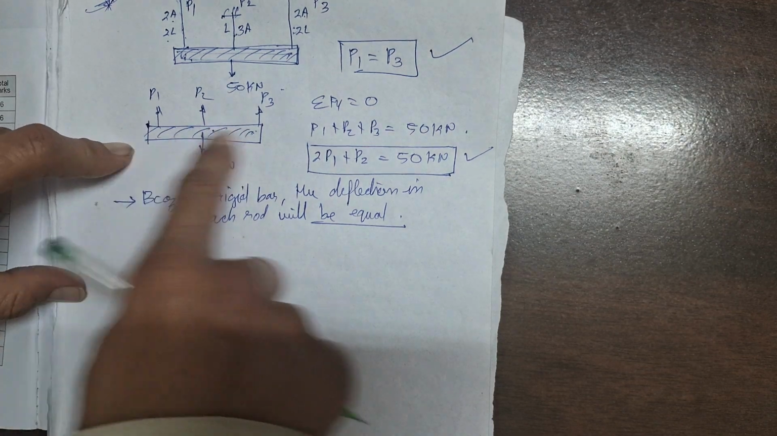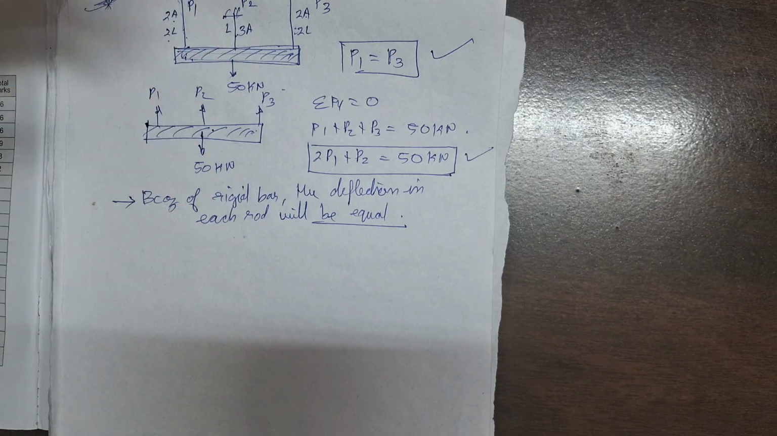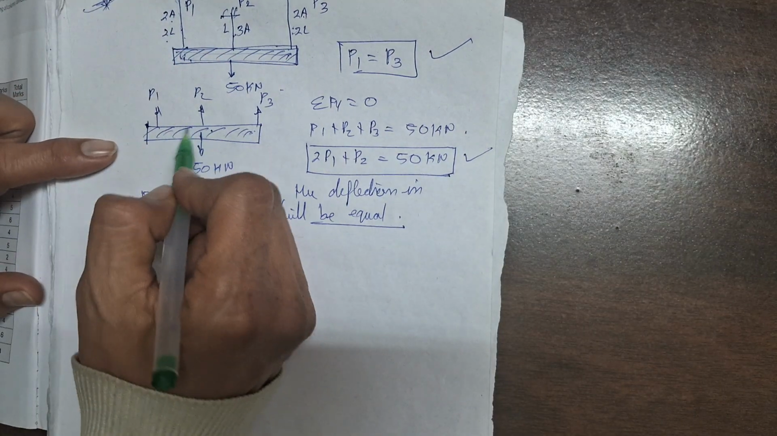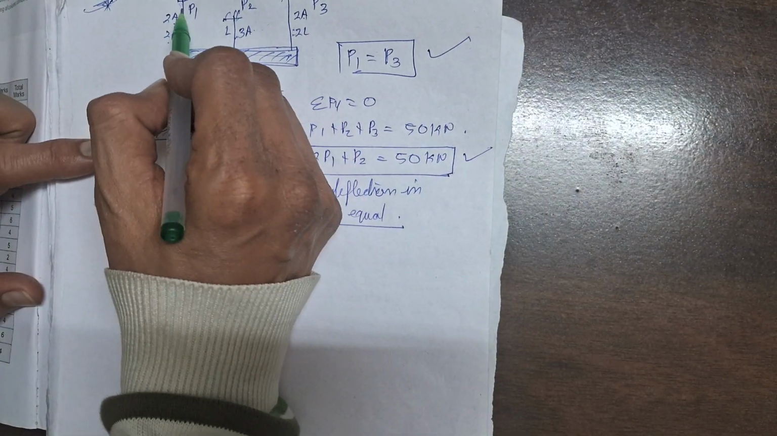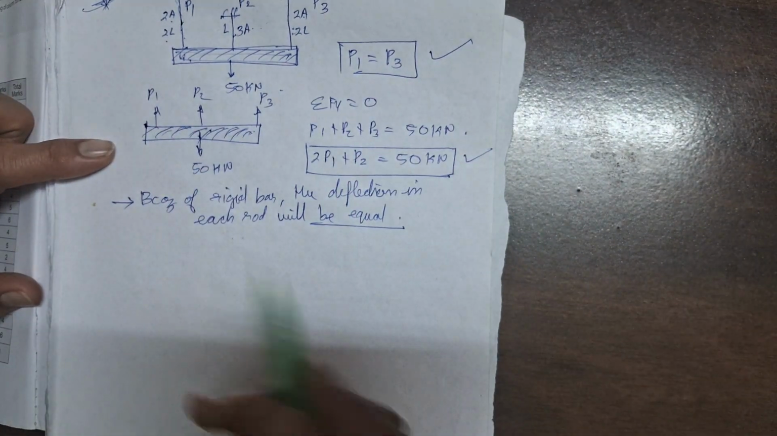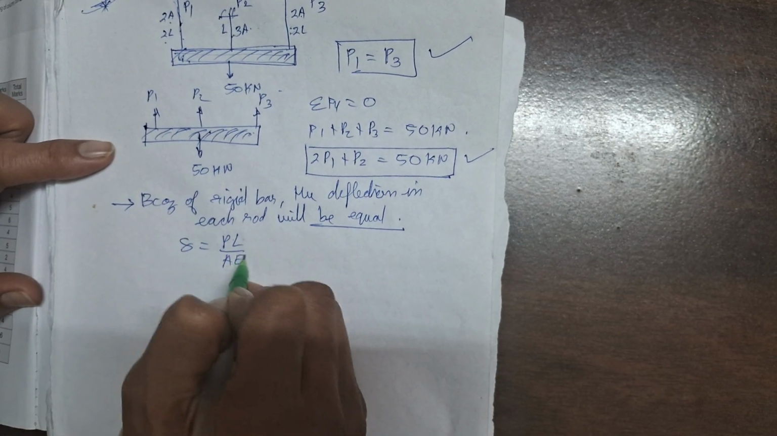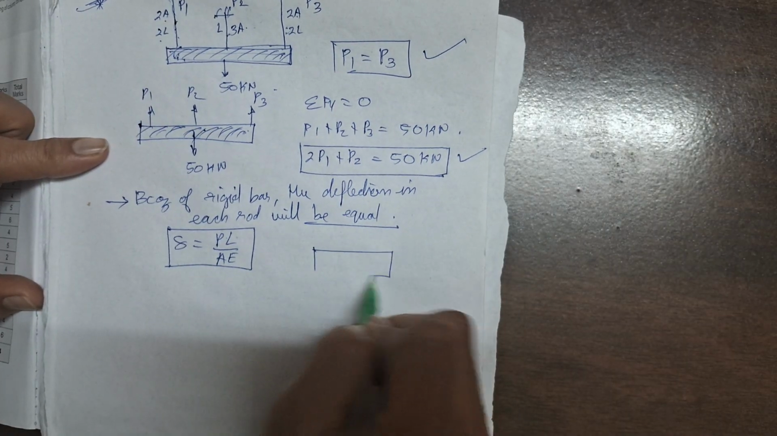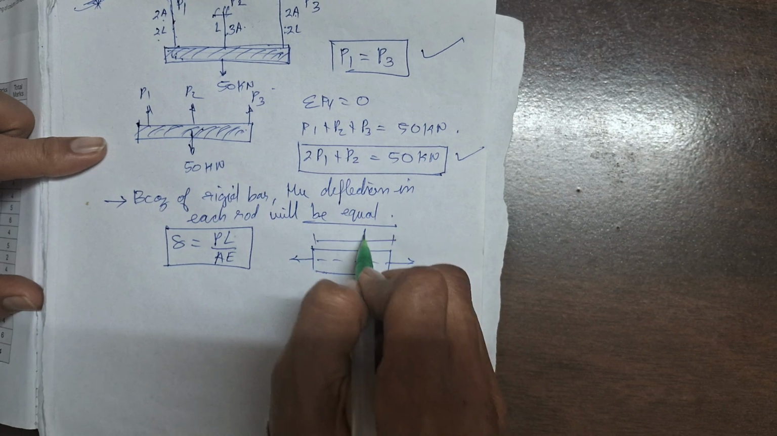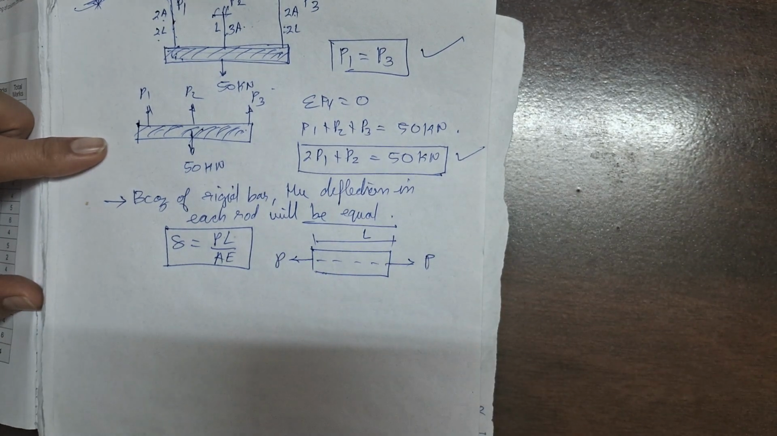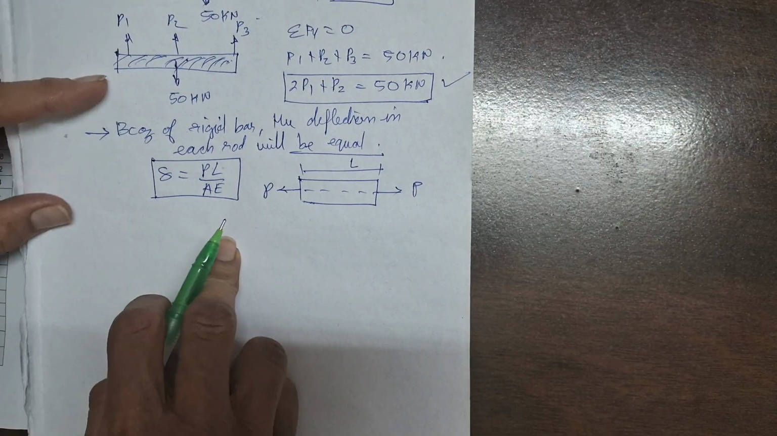I told you earlier that this bar will remain horizontal only. It will go up or down according to the load, but it will not deflect. So deflection will be seen in these rods 1, 2 and 3. Now we know the axial deformation formula: delta is equal to PL upon AE. This formula we know. Whenever there is any axial load, either tension or compression, suppose this is my length L and this is P, the extension will be PL upon AE.